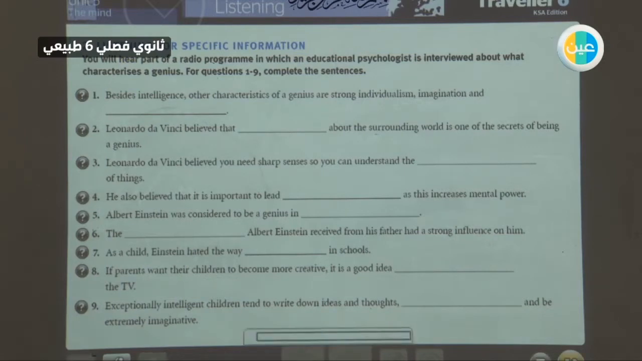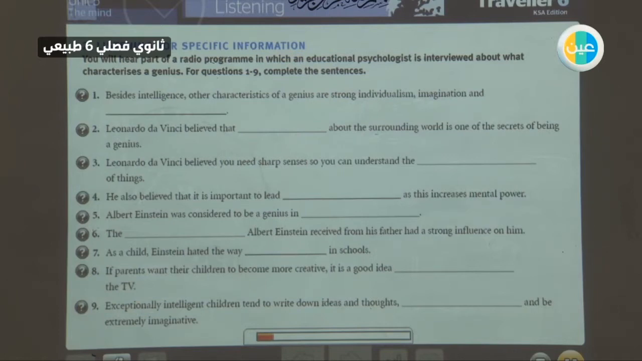Unit 5. 2. You will hear part of a radio program in which an educational psychologist is interviewed about what characterizes a genius. For questions 1 to 9, complete the sentences. Good morning. Today we are continuing with our series on the mind and intelligence. In our studio here today we have Gary Simpson, an educational psychologist who will tell us something about the secrets of being a genius. Welcome, Gary.